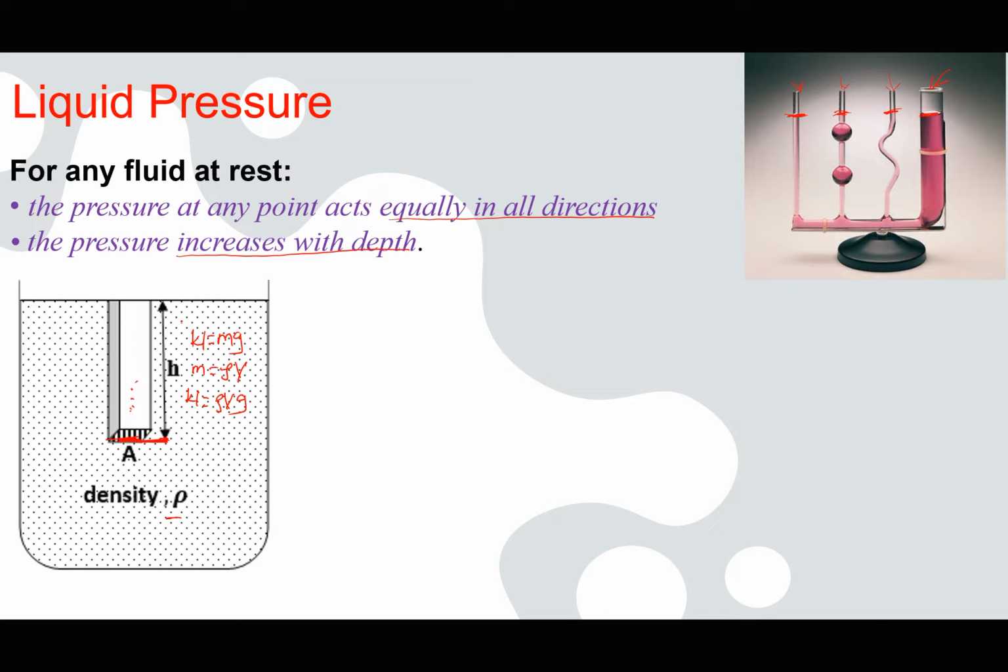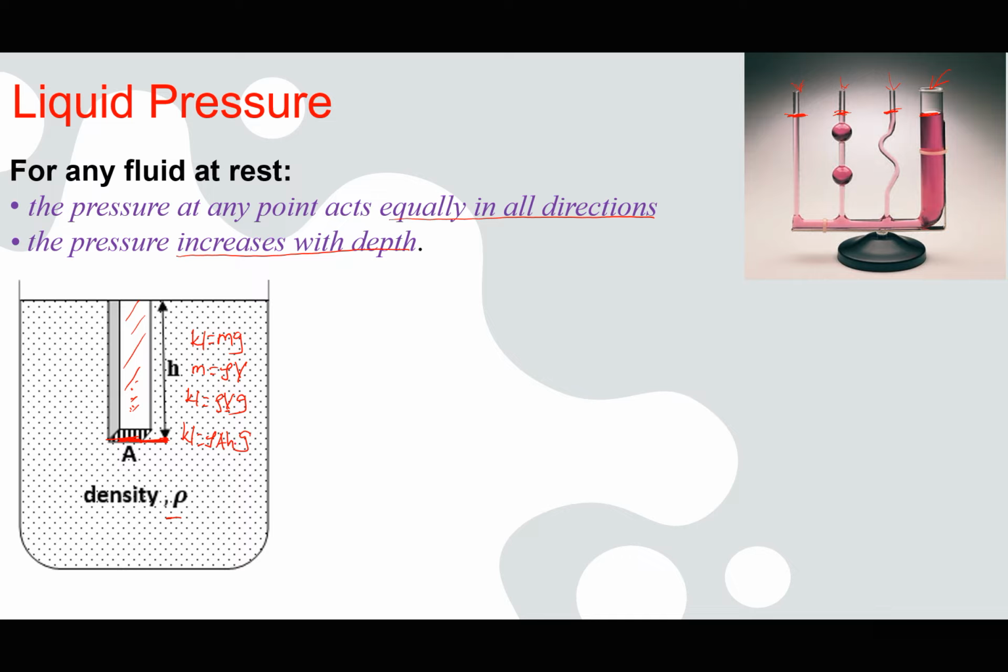Since the object displaces its own weight, it means the volume of the liquid displaced is the same as the volume of this object. The volume of the object is going to be the cross-sectional area A times the depth or the height h. So the weight is going to be density times volume, where for volume I will put cross-sectional area times height, then times g.